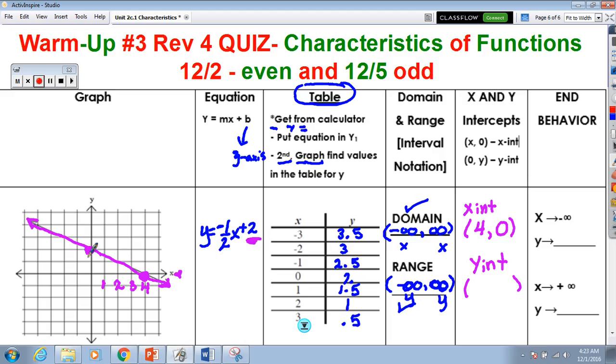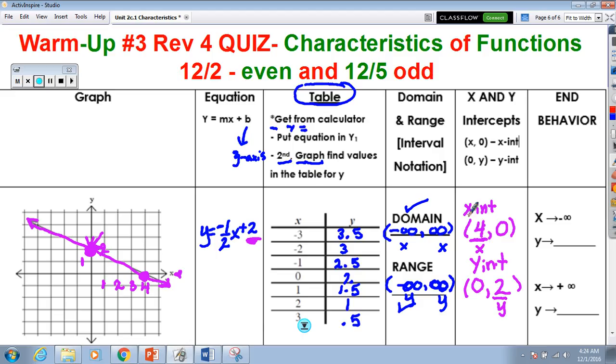So the point where it hits the y-axis, which is the y-intercept, also known as b in y equals mx plus b, was at the y value of 2. This right here is your y-intercept. So that value is 2 for y. So the y value is 2. That's the y-intercept. The x value was 4 for the x-intercept.